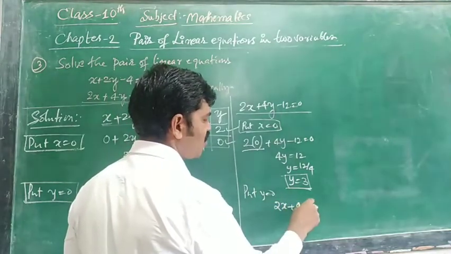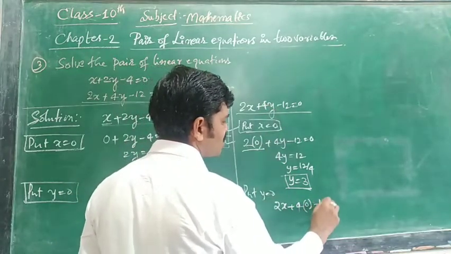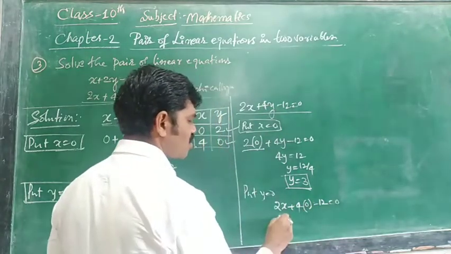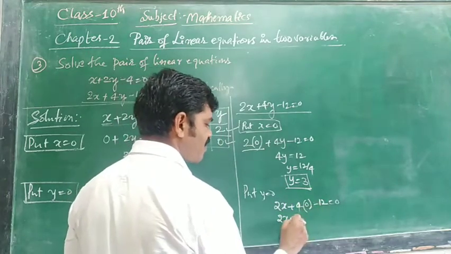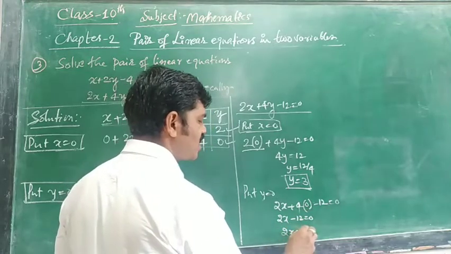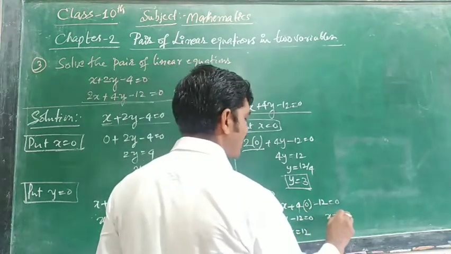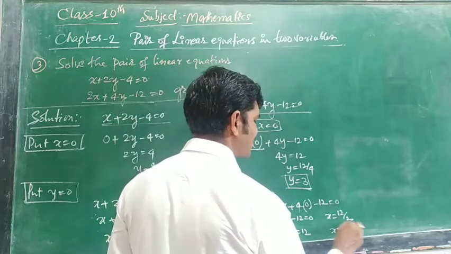2x plus 4, instead of y, I write 0. Minus 12 is equal to 0. 2x, 4 multiplied by 0, that is 0. I leave that. Minus 12 is equal to 0. This 12 will go that side. 2x is equal to 12. x is equal to 12 by 2, so x is equal to 6.